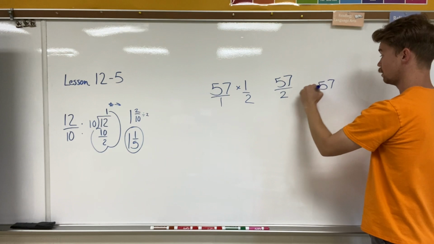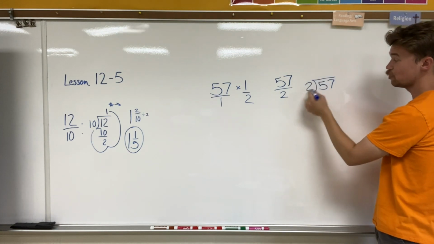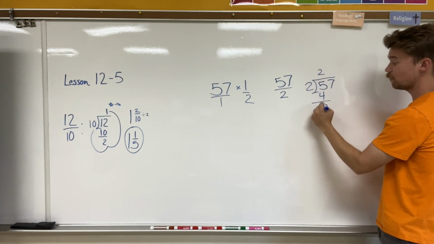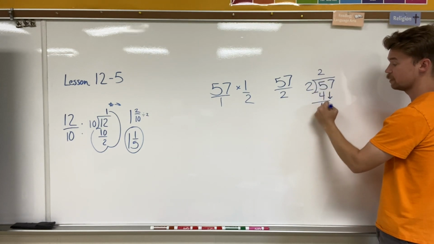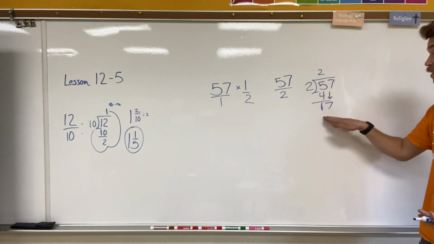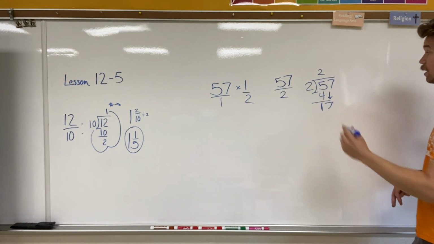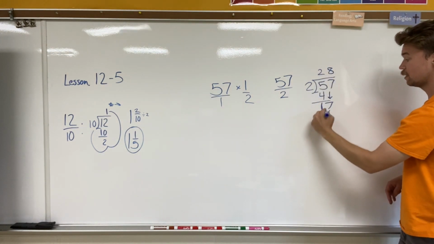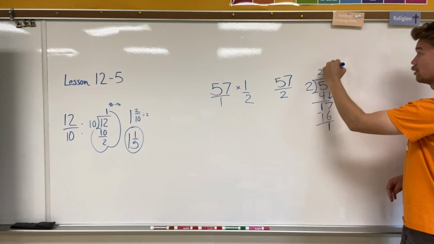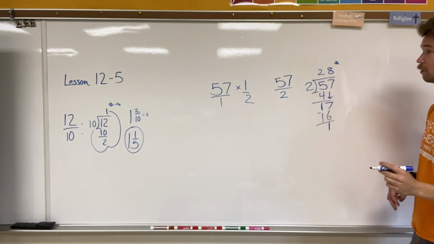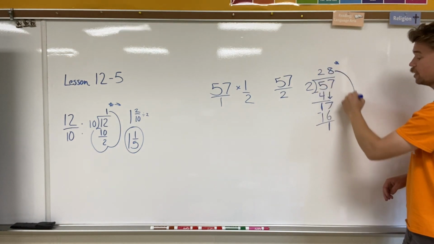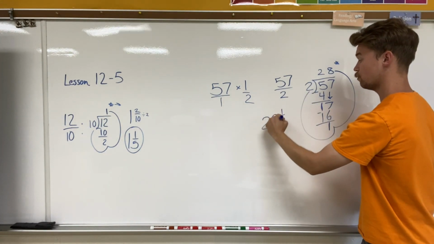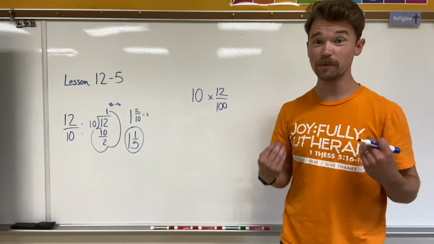So 57 divided by 2. 2 can go into 5 2 times. 2 times 2 is 4. I subtract to figure out how much I have left, and I bring down my 7. I have 17 left. Can 2 go into 17? It sure can. It can go into it 8 times. 2 times 8 is 16, and I have 1 left over. Pot and top both rhyme, so we start at the top. 28 and 1/2 should be my answer. Let's take a look at one more problem.